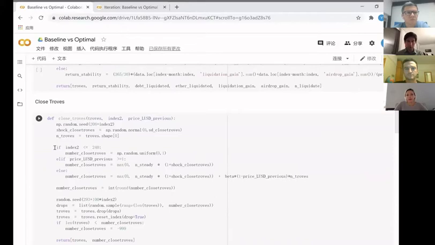So the number of truths that are closed follows a random walk, but the number decreases with the loose token price. So if the loose token price is too high, they might want to wait a bit until the loose token price converges to $1.